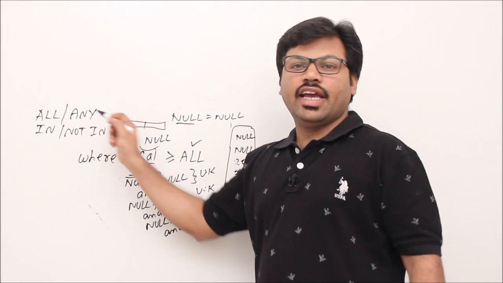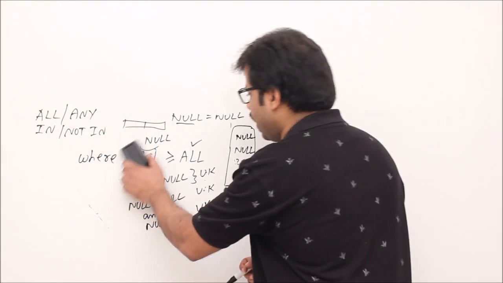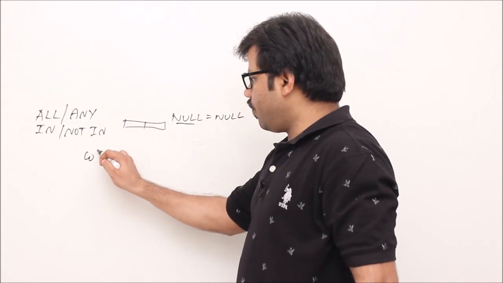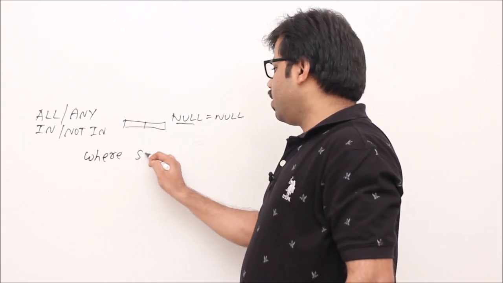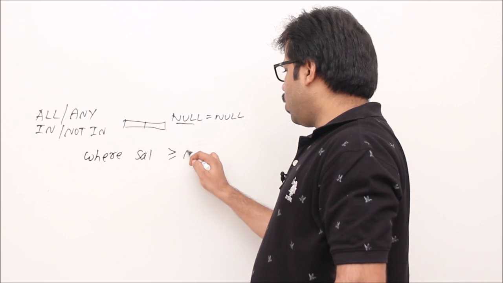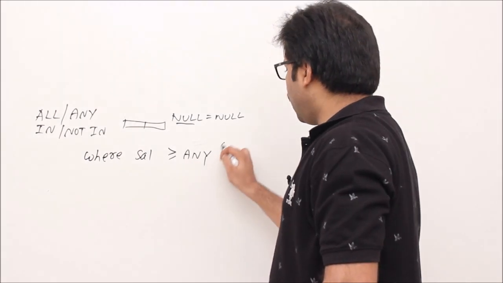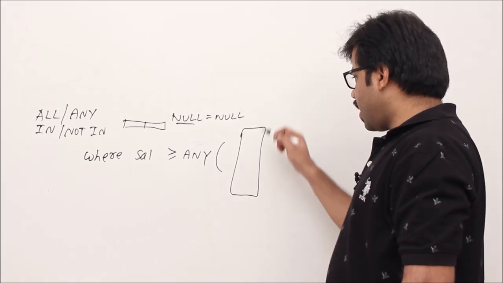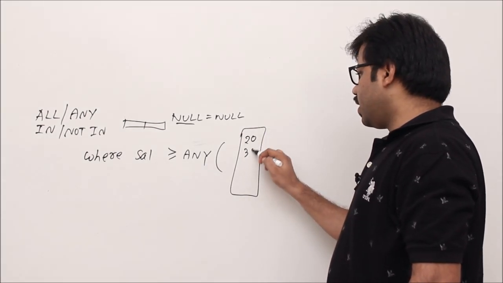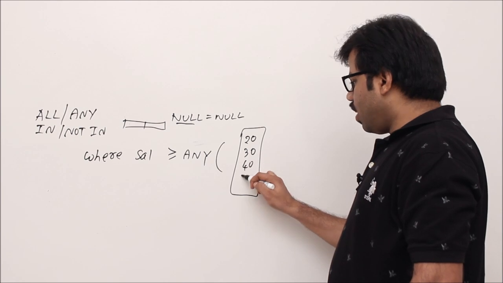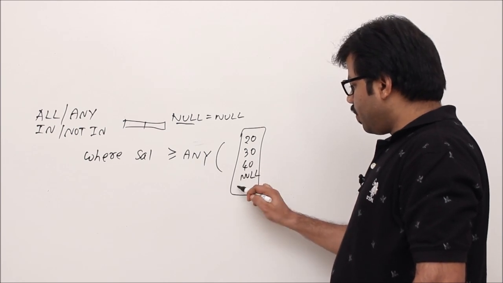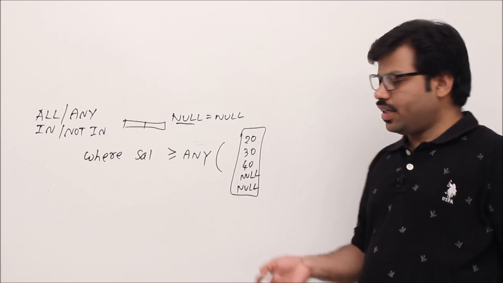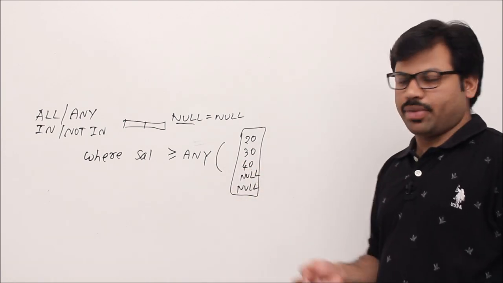Now we will see any operator. What if we have any here? Example, the condition is like this, where your salary greater than or equal to any, and some query here. This query's result is some set of salaries. They are 20, 30, 40, some null values, null, null. Okay. So if there are no null values, we know the logic, right? So if you have null values, what happens?